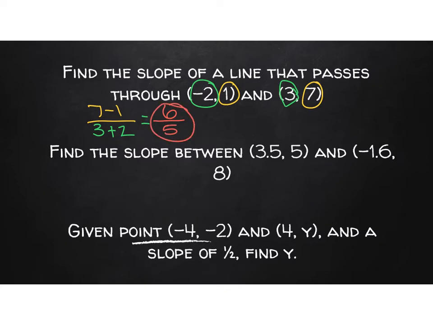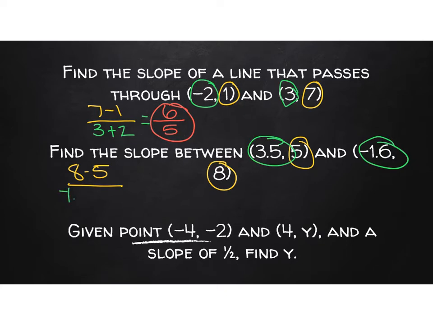Right, now I'm asked to find the slope between (3.5, 5) and (-1.6, 8). Same thing, I'm taking my y's: 8 minus 5 over my x's: -1.6 minus 3.5. And I get 3 over -5.1.